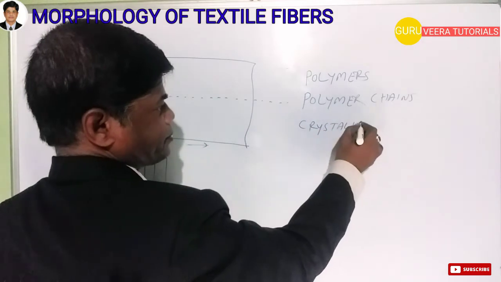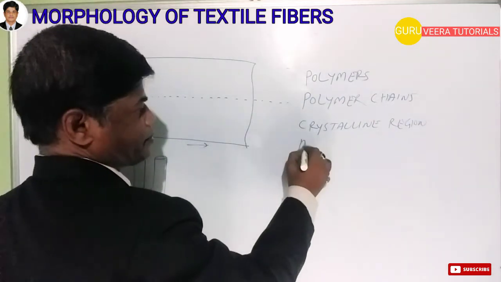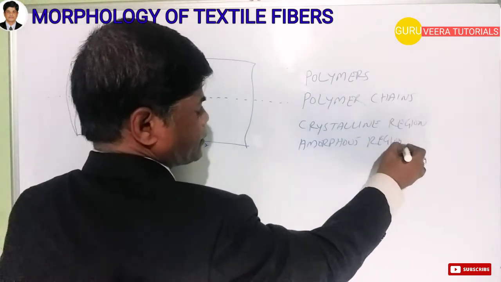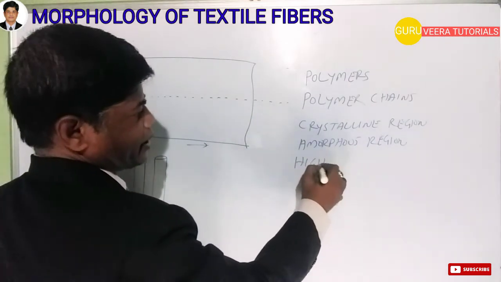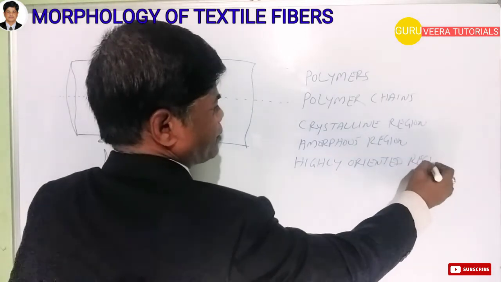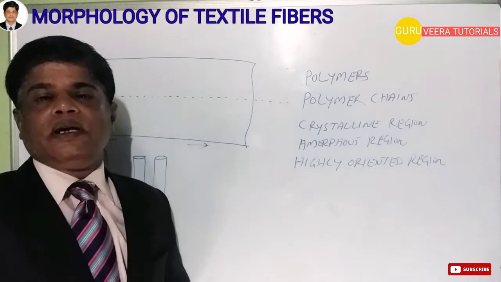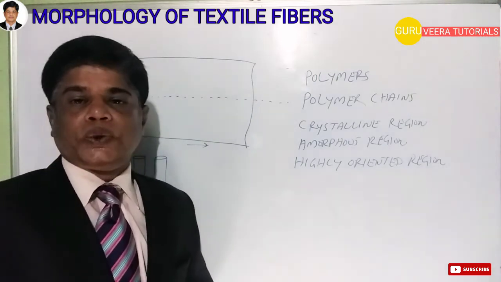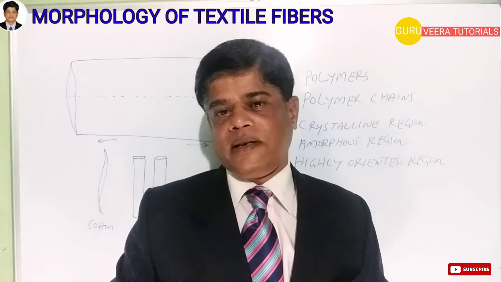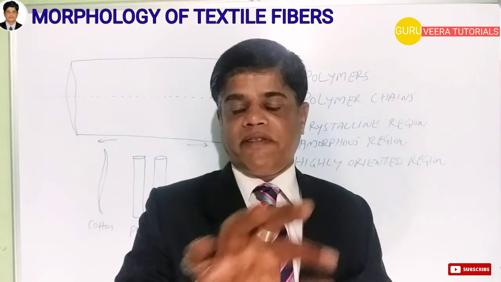Crystalline region. Okay, and amorphous region is there. Amorphous region is there, and highly oriented region is there. Highly oriented region. Okay, these are the things that play an important role in giving shape to the fiber. Not only shape to the fiber, these things decide the properties of the specific fiber.